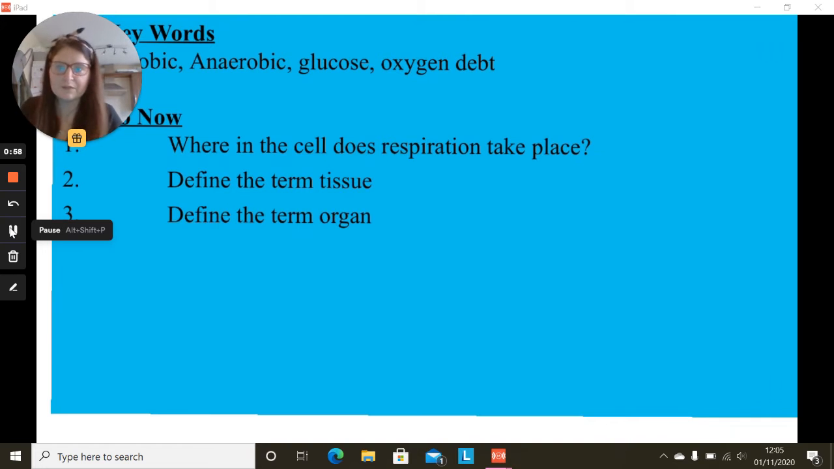Okay, so let's go through the answers quickly of the do now. So where in the cell does respiration take place? Respiration takes place in our mitochondria. Okay, it's where in the cell we get the energy from.